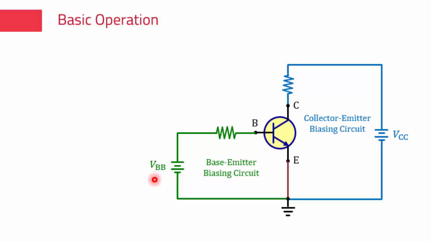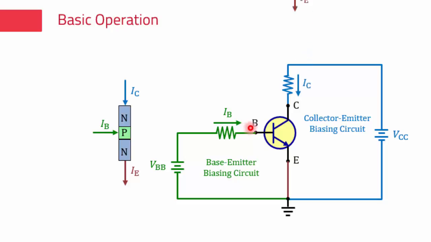If VBB is larger than 0.7 volt, a base current will flow through the base emitter junction, the PN junction here. The direction of the current flow can be visualized with the structural block diagram. If there is a base current flowing through the base emitter junction, there will be a collector current flowing through the NPN transistor from the supply VCC.